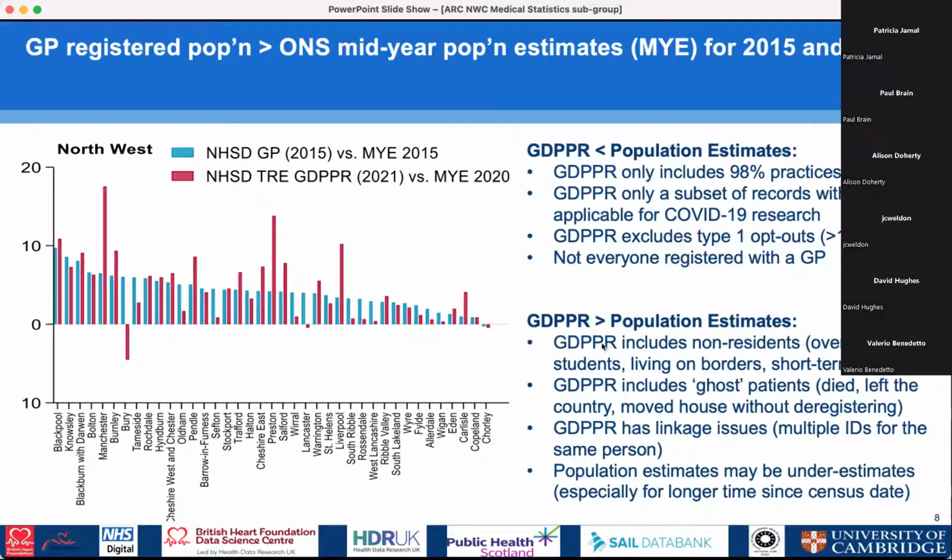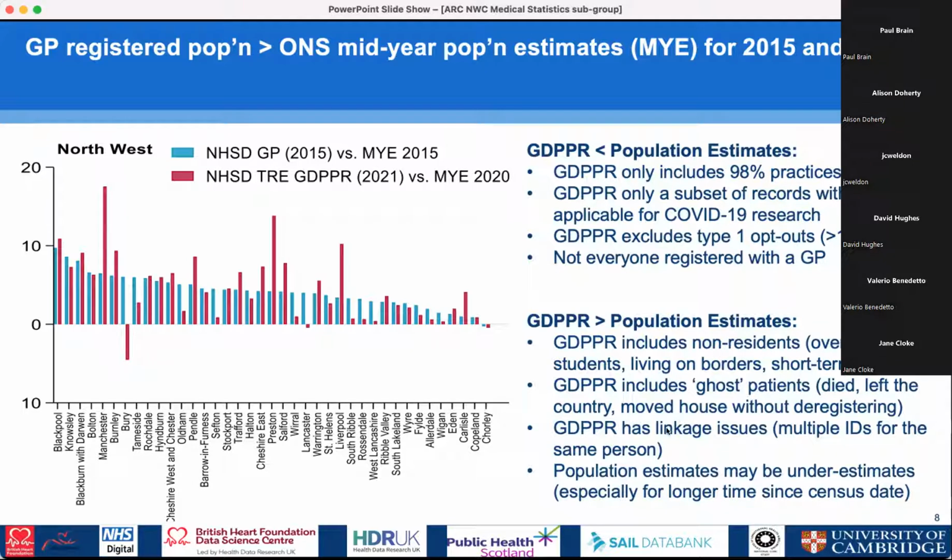And I think the reason for this is that the primary care data includes non-residents, and in particular students. And we see it in all regions that areas with high student populations tend to have much higher numbers of people registered with a GP than the population estimate. And it might include people who are registered twice, in their home, but also maybe at a university.